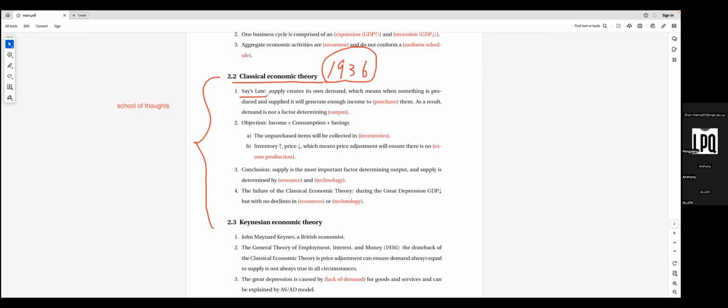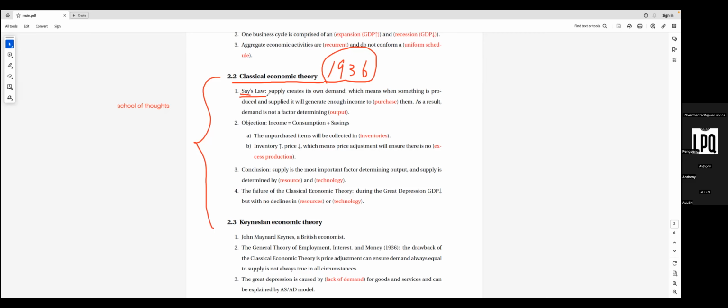The heart, the central idea of classical economic theory is called Say's law. Say is a famous French economist, and I don't remember his full name. But we just call this statement raised by somebody called Say, Say's law. So let's see what Say's law is. Supply creates its own demand. That's it.